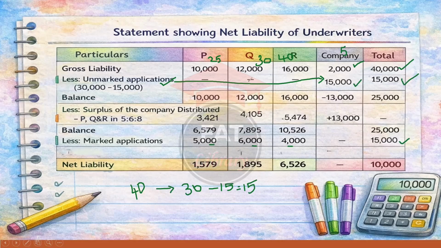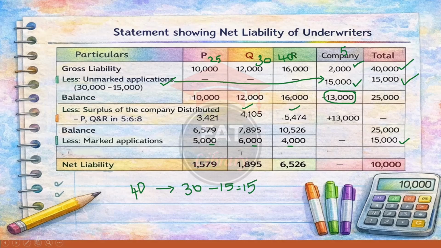So the balance is P 10,000, Q 12,000, R 16,000 and in case of the company 2,000 was the liability but unmarked applications they have received is 15,000. So they are getting the minus balance, an excess balance they have, right? So this will be distributed among the other underwriters. Okay. So likewise, if you get excess amount in any of the other underwriters, you have to transfer or distribute the amount to other underwriters.